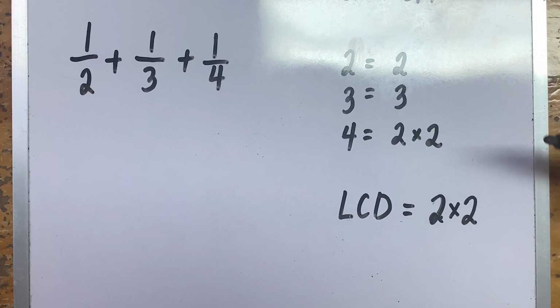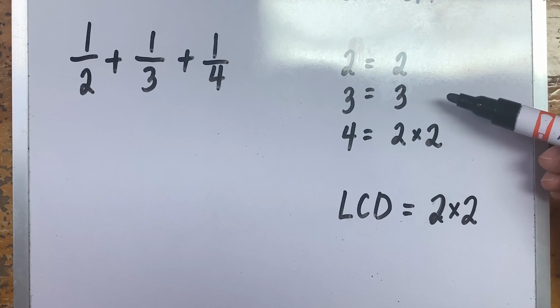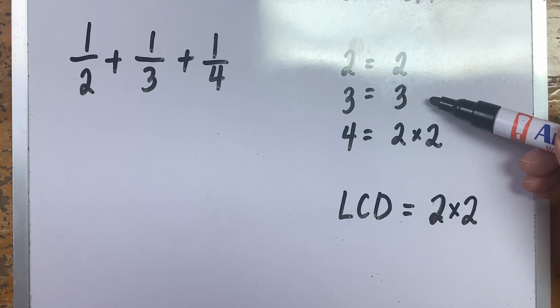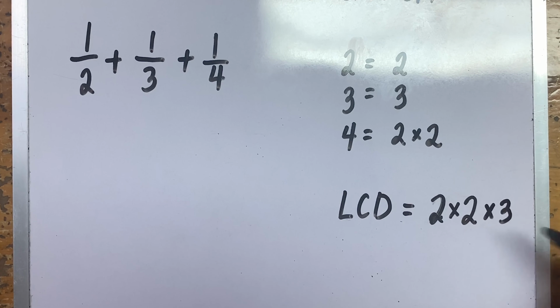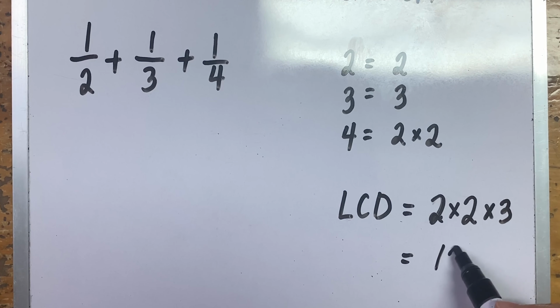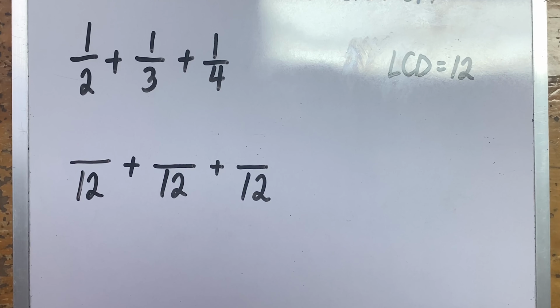Next, let's get 3 as the next number. So 3, nag-appear lang siya ng isang beses dito. So, kukunin natin to as part of our LCD. Now, i-multiply natin lahat. So, 2 times 2 is 4 times 3. That gives us 12. So, 12 ang ating LCD. Now, ang ating LCD is 12.